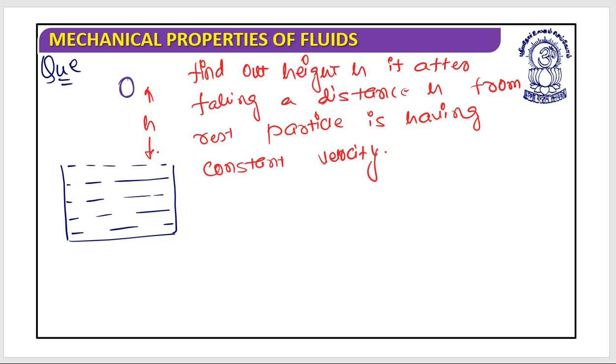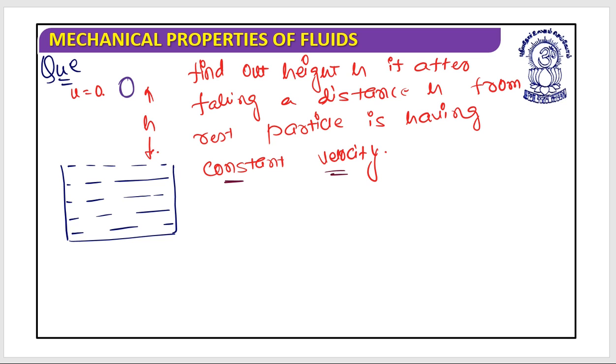So think over this and let me know what could be done. What do you think for this? They said to find out height h if an object is falling for a distance h from rest. So it is going to be released from rest from here. Particle is having constant velocity. What does it mean? Constant velocity.